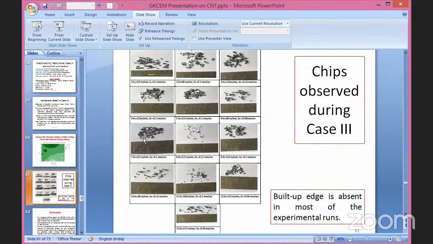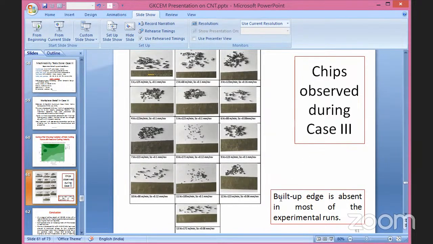Okay. And another thing is that whenever you are using the multi-walled carbon nanotube based alumina cutting tool material, mostly there is no built-up edge formation. Otherwise, in other conditions, if you are using some carbide cutting tools, a lot of built-up edge formation occurs.